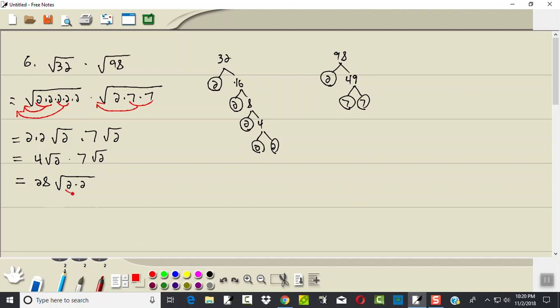Now we're looking for a pair of somethings. Here's a pair of 2's, so that's going to come out in front. So that gives us 28 times 2, which gives us 56. And that's our answer.